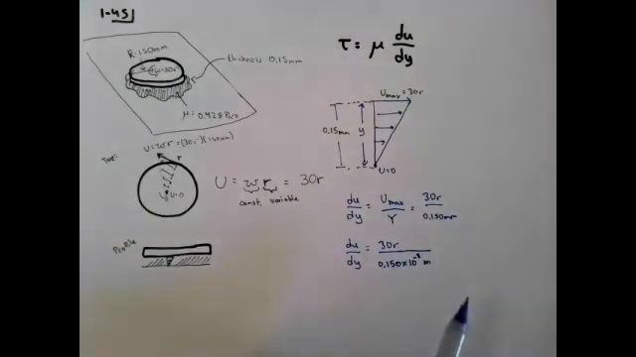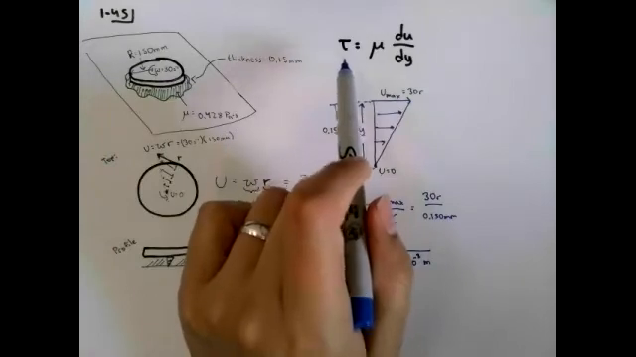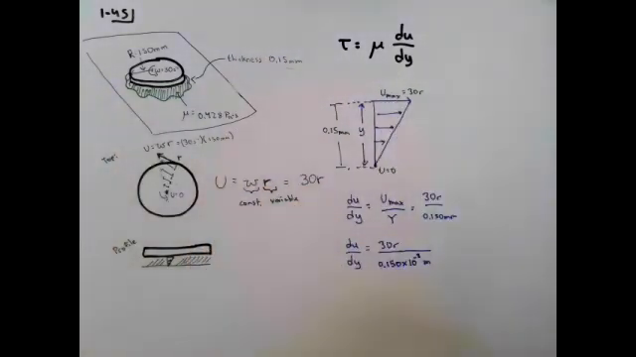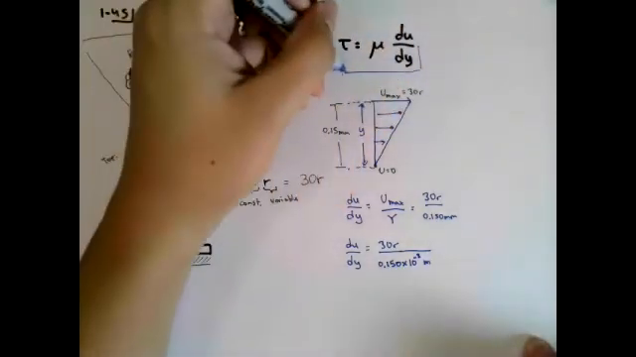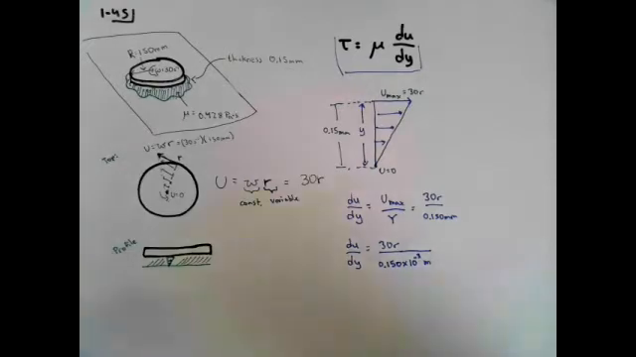Now, if I know my velocity gradient and I know my viscosity, I should be able to calculate my shear stress. Because if I can calculate my shear stress, then I can use my shear stress to calculate my torque. So let's go ahead and do that. Let's first calculate our shear stress. We're gonna apply Newton's law of viscosity. This is the law for Newtonian fluids. And applying this law, we will get an expression for shear stress.